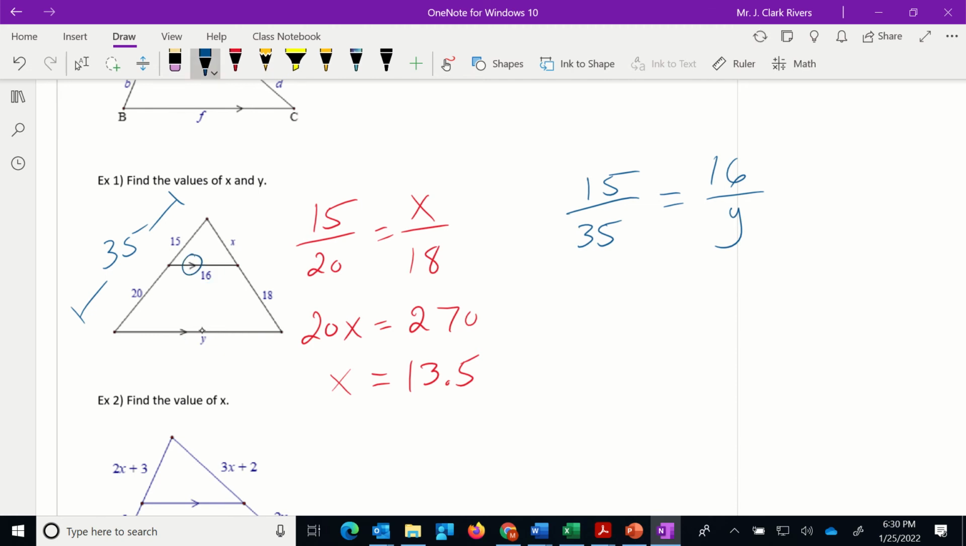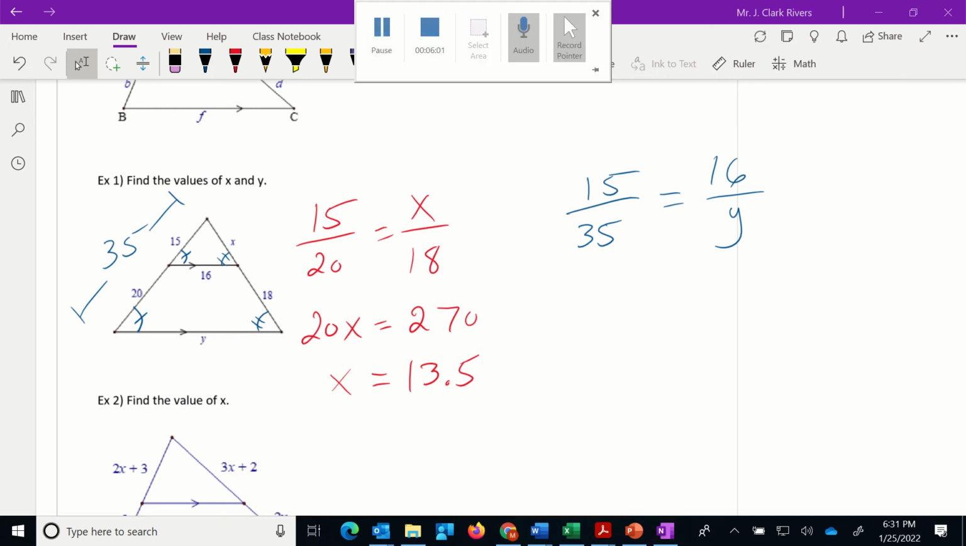These are parallel, right? So if those are parallel, then we can use the side splitter theorem, and we already did. But also we know that we have corresponding angles here and here, and we have corresponding angles here and here. So we know this smaller triangle and this larger triangle have to be similar to each other. And if they're similar, we can set up proportions with the sides and solve for missing side lengths. So now we cross multiply and we solve.